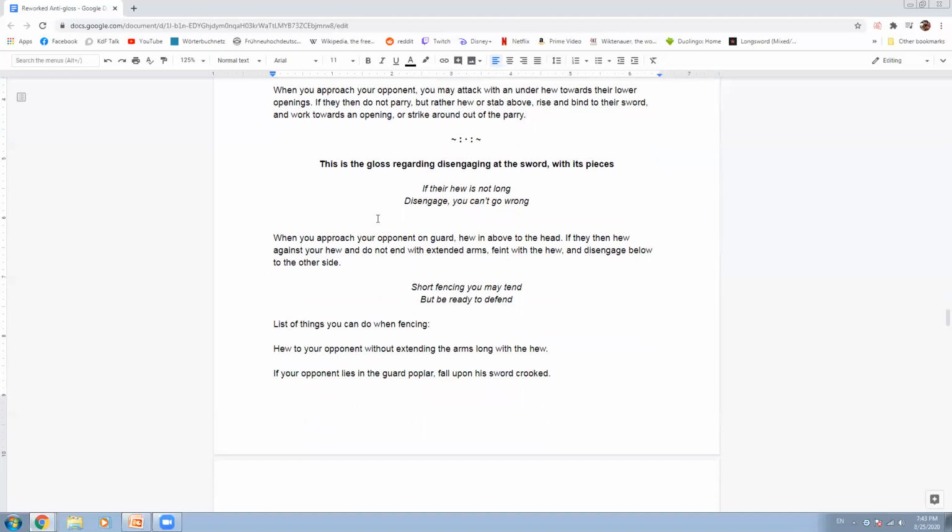All right, this is a gloss regarding disengaging. So that kind of thought process where you have to have this flexibility to change your plan sort of goes with what you had listed above, where not having a hard set plan is okay. Right, yeah.